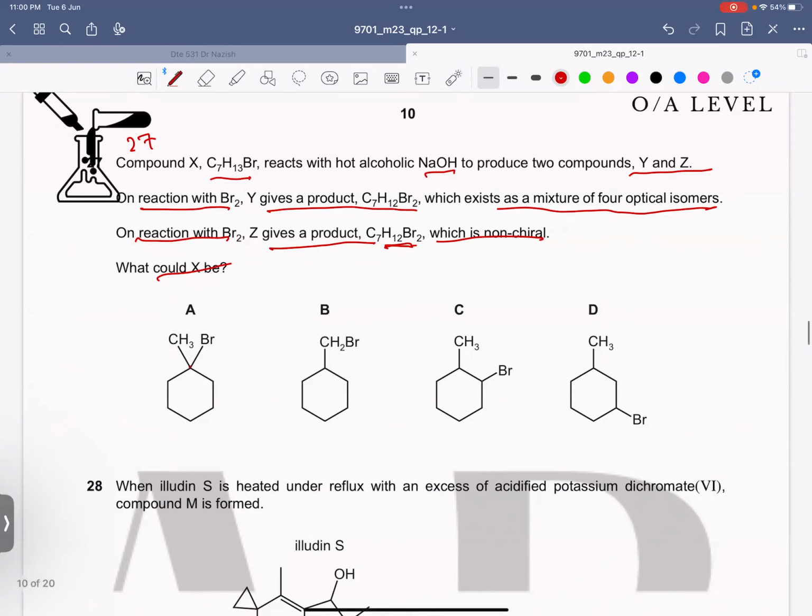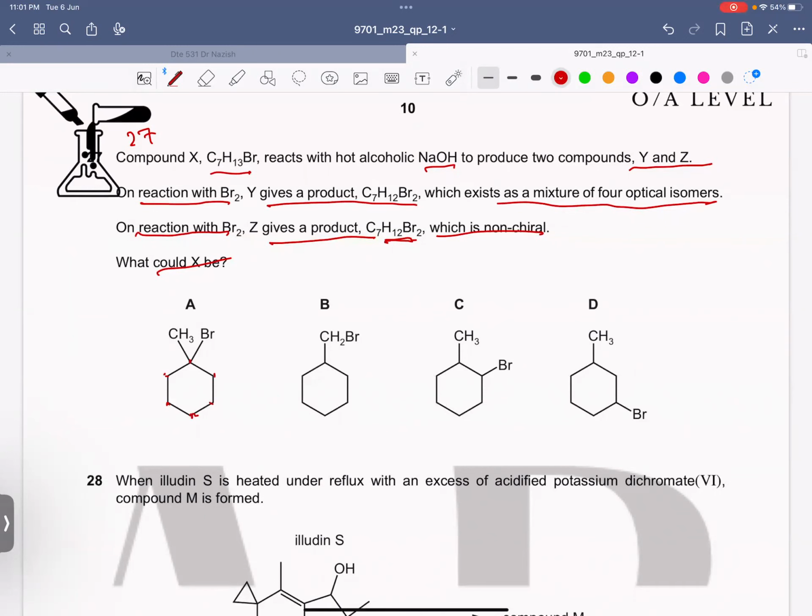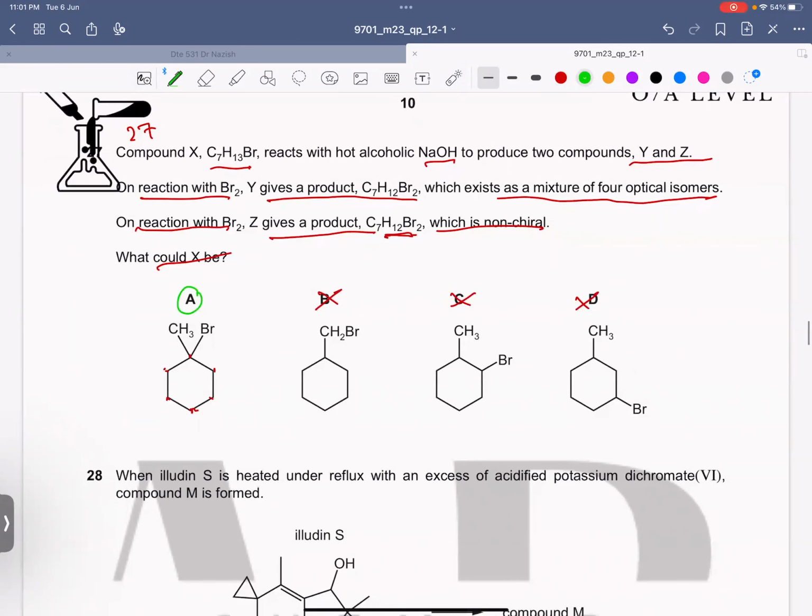So if you look over here, this is not chiral. We have both sides the same, right? So B, C, and D go wrong, and A is your correct answer. Is this clear to everyone?